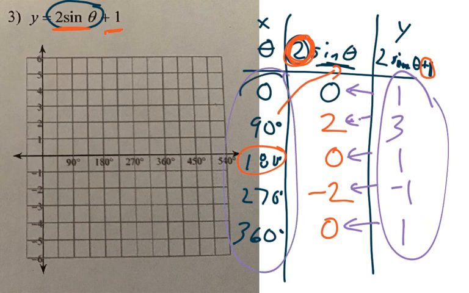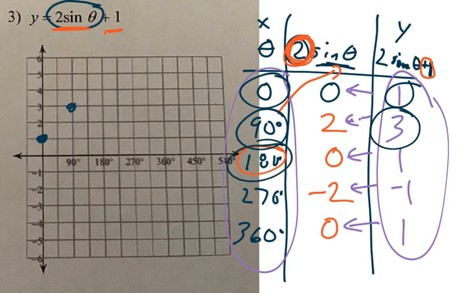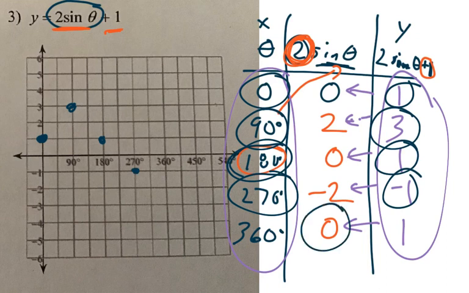Here we go. 0 degrees is 1. Bam. 90 degrees is 3. Bam. 180 is 1. Boom. 270 is negative 1. Boom. Finally, 0. Oop, 360. Almost made the same mistake as before. 360 is 1 again. Guys, here is our graph. If I connect it with a nice curve, our wave, our sine wave.